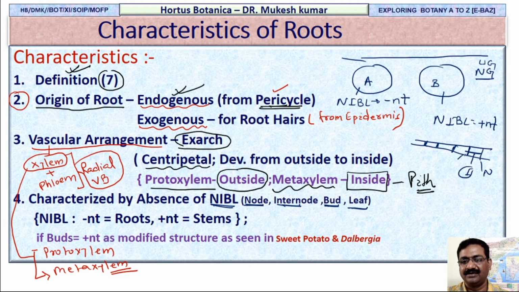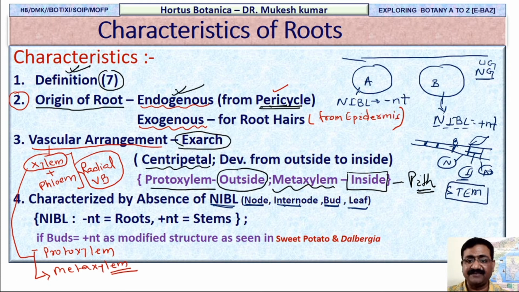So between two nodes, we have one internode. At that point, you may find leaf, you may find bud. So this is node, internode, bud and leaves. So if nibble is present, this is supposed to be only a stem. But if nibble is absent, this is 100% confirmed that it is nothing but root. So if you have to identify a root from a stem, just recognize the presence of nibble or not. If it is present, it is stem. If it is absent, absolutely it will be root. Fine. Now come.